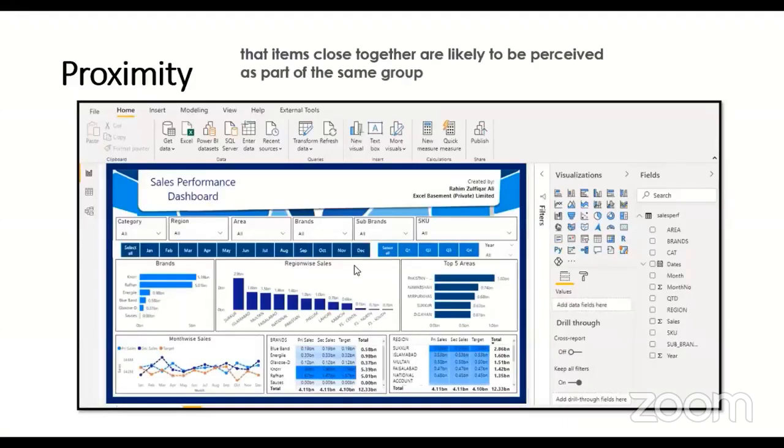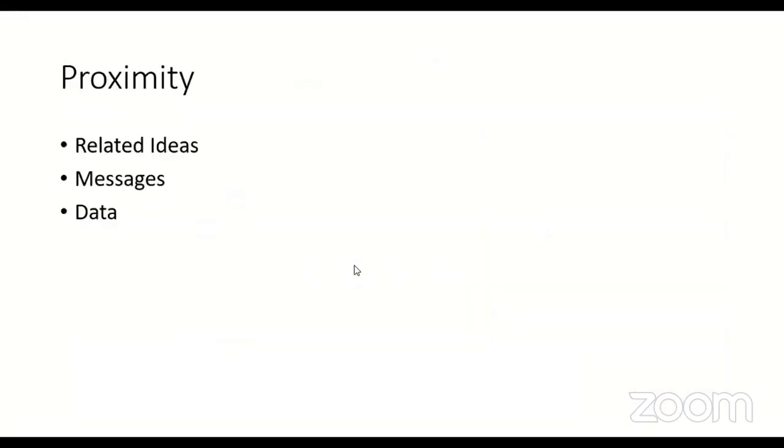The last one is proximity, which says that items close together are likely to be perceived as part of the same group. There should be a relationship, there should be a meaning with the visuals. A visual which is creating too much noise should be eliminated. So when you apply contrast, repetition, and alignment all together, and you form a dashboard for a specific purpose, for example, in this slide, you can see a sales performance dashboard. All the visuals are related to each other and they are creating a proximity, a meaning to it. So this means that you have created the right dashboard. So proximity is related to the ideas, messages, and data.